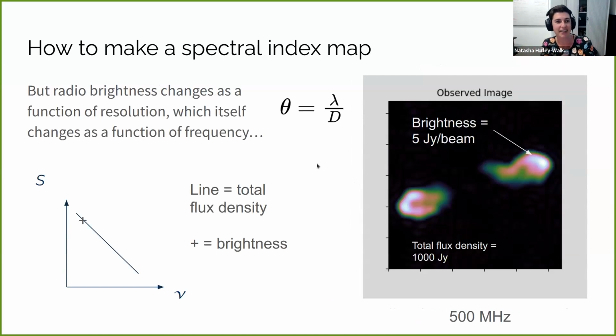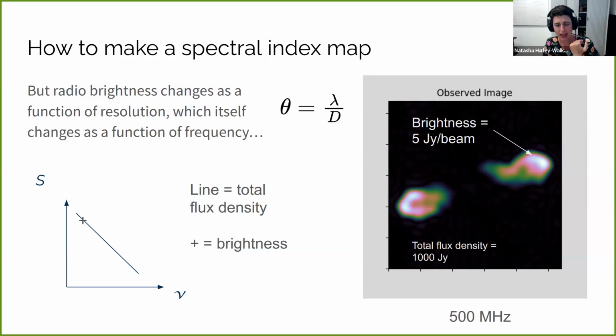But I've just said that the radio brightness changes as a function of resolution, and that itself changes as a function of frequency. So if you try and do spectral index mapping without taking this into account, you're going to be in trouble. So actually, I should put a link to this in the slides at the end. I've used the Python-friendly virtual radio interferometer to do some simulations here. It's a really handy little tool, so I'll link that at the end, or maybe I can show it in a demo.